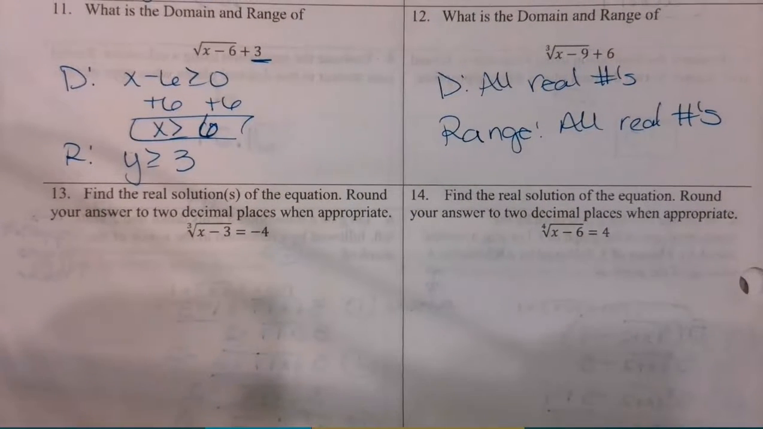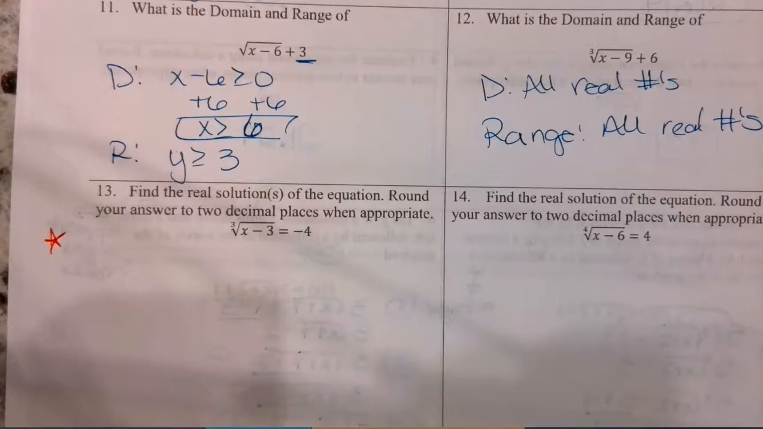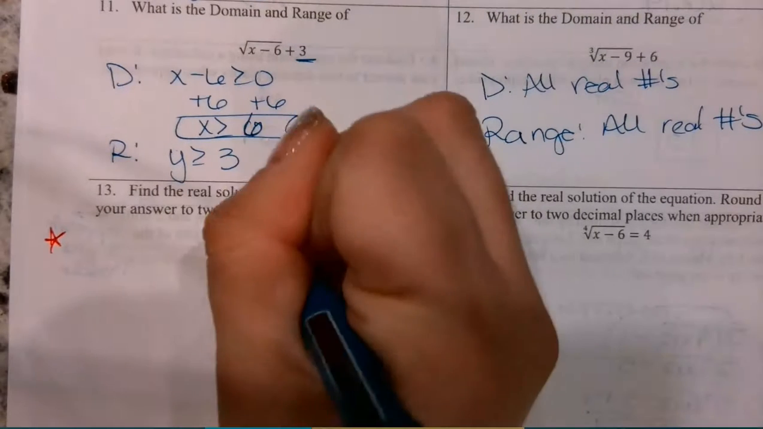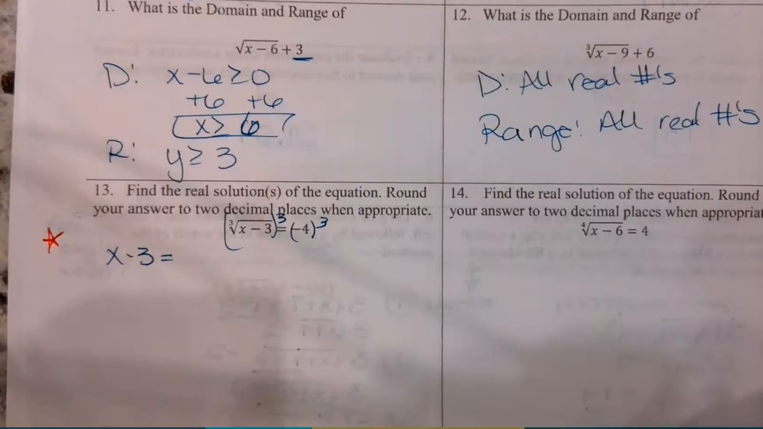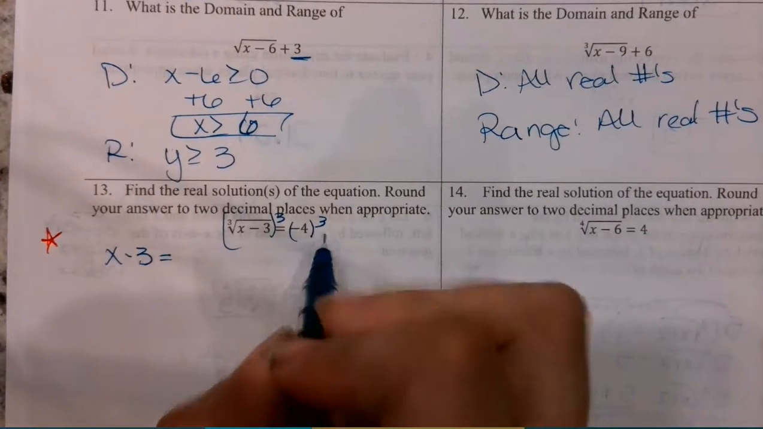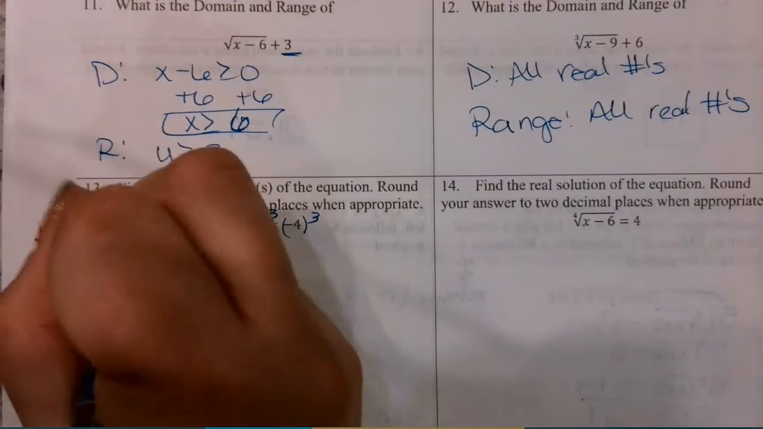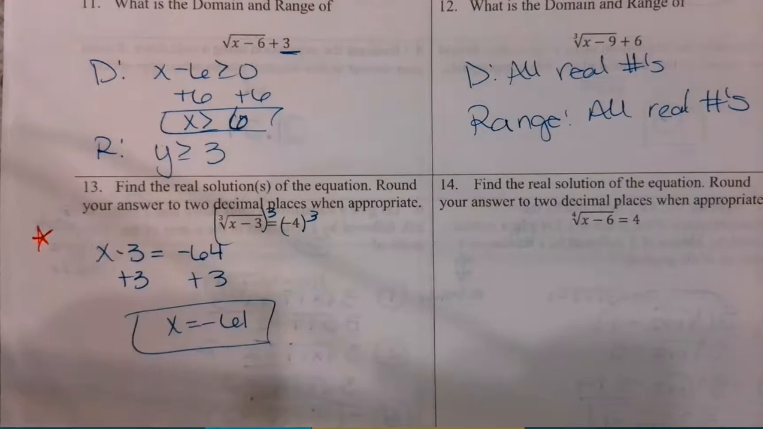Numbers 13, 14, 15, and 16 all want me to find my real solutions. I'm going to write this off to the side. All of these will have one solution, actually. So I want to cube it. So I have x minus 3, because that gets rid of the radical. Negative 4 cubed is negative 64. Then I want to add 3 to both sides, and I get x equals negative 61.